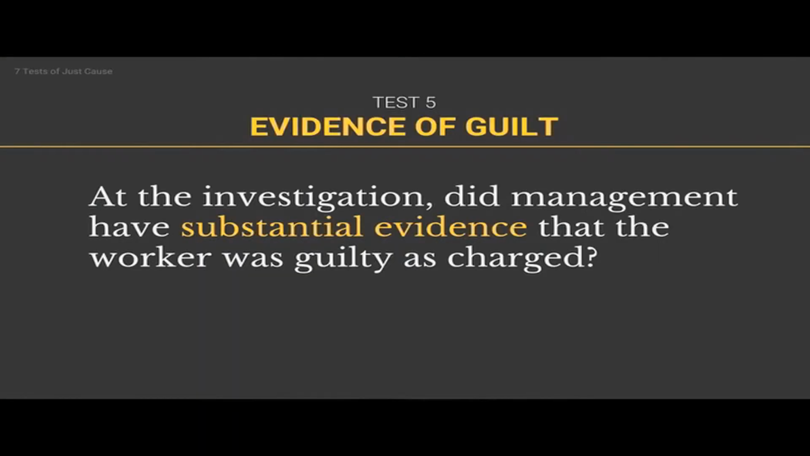Fifth test, evidence of guilt. Did the employer have substantial proof of the guilt of the worker? Like some of the other tests, this test relates to whether the employer did due diligence in arriving at the decision to discipline the employee. Did the employer rely on scuttlebutt or gossip or hearsay in making a decision to discipline a worker? Did the employer simply determine based on past behaviors that the worker must be guilty?